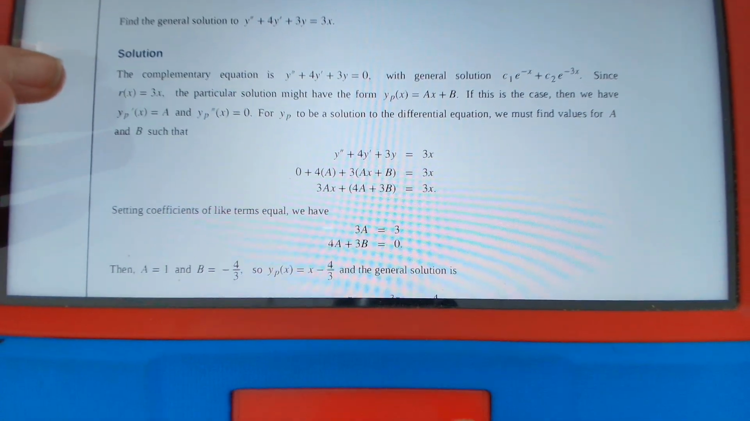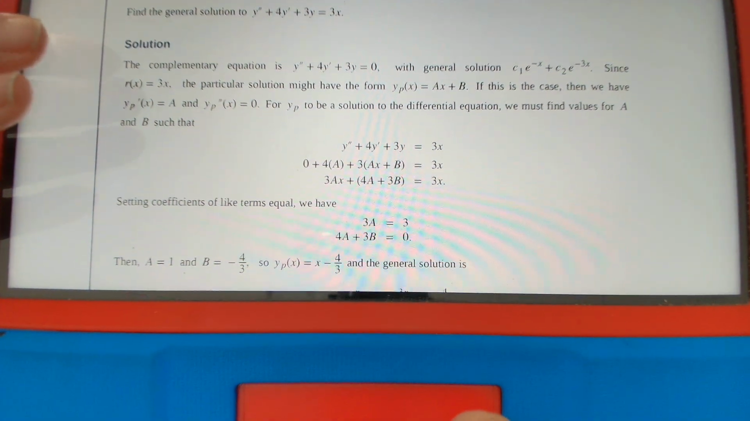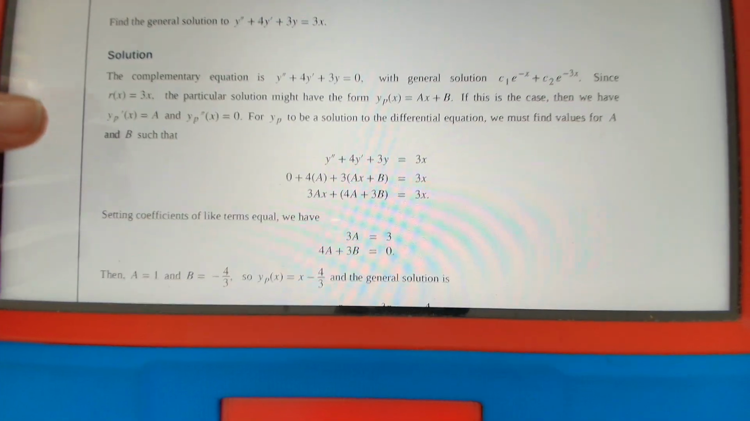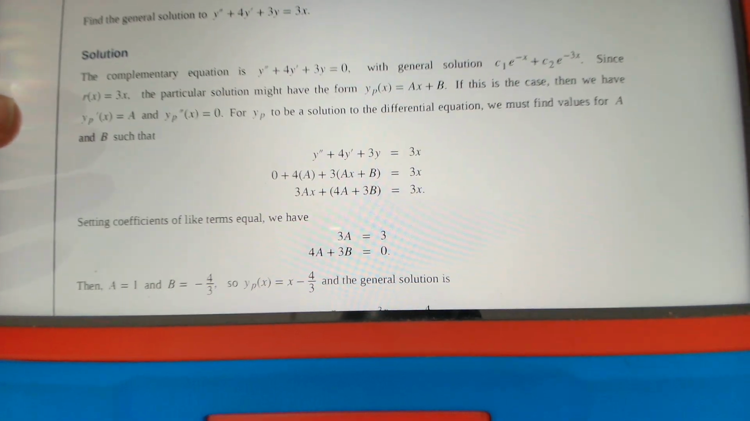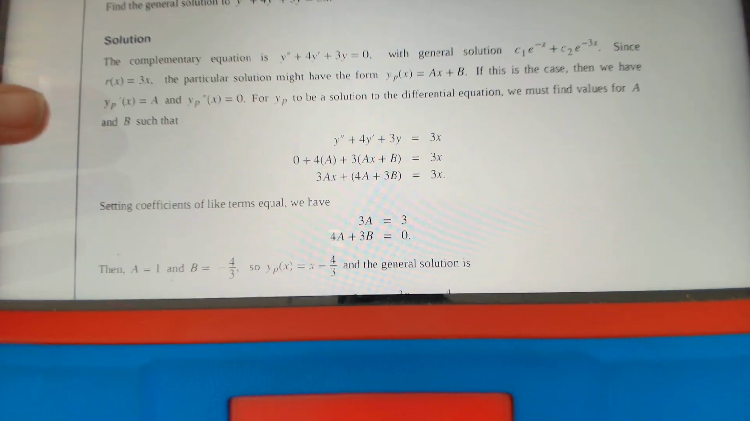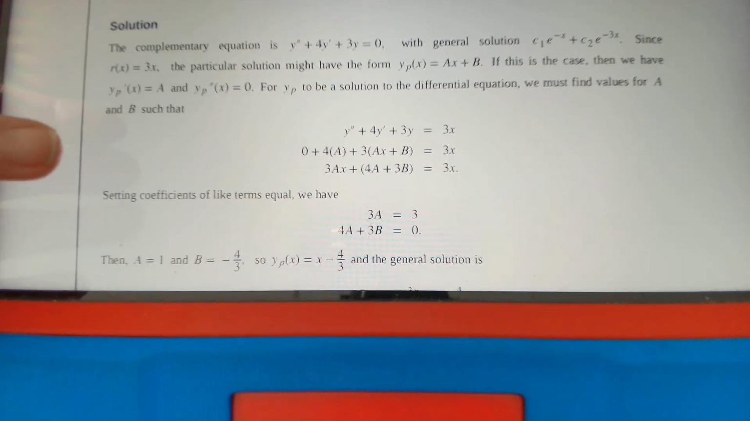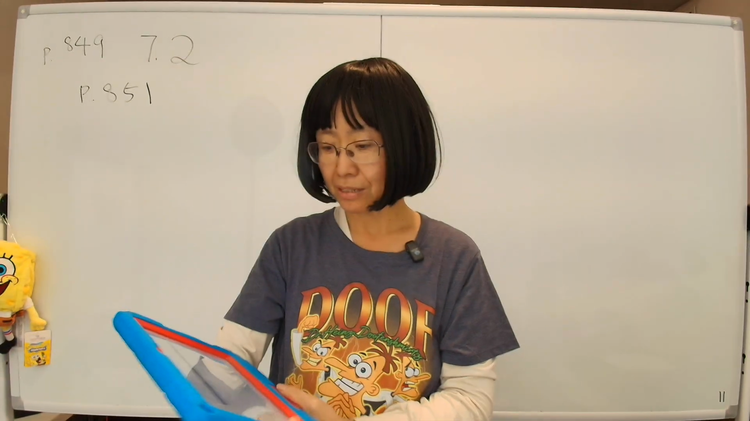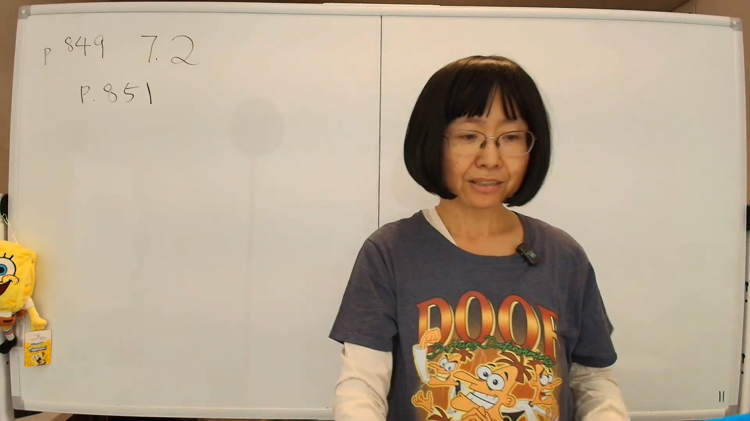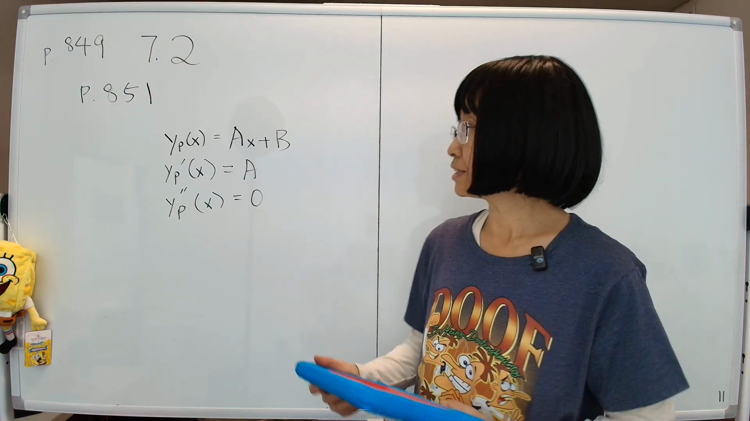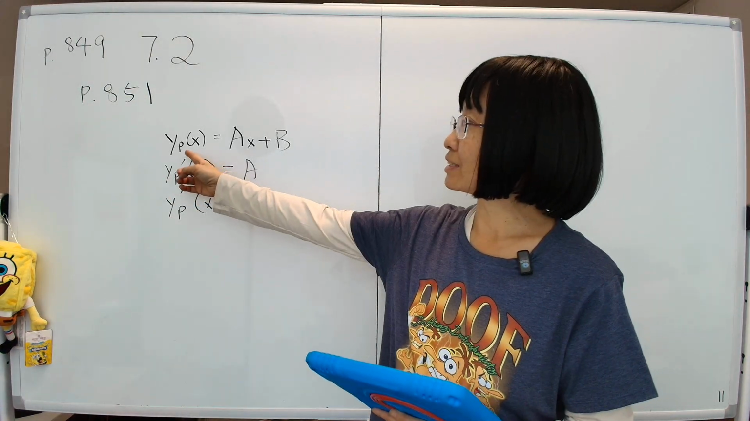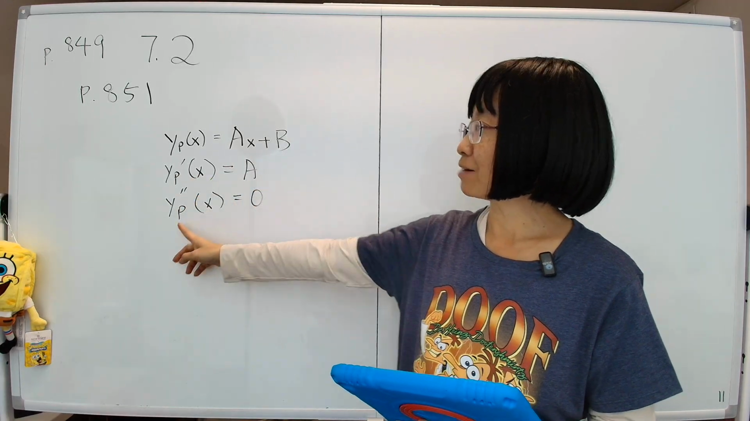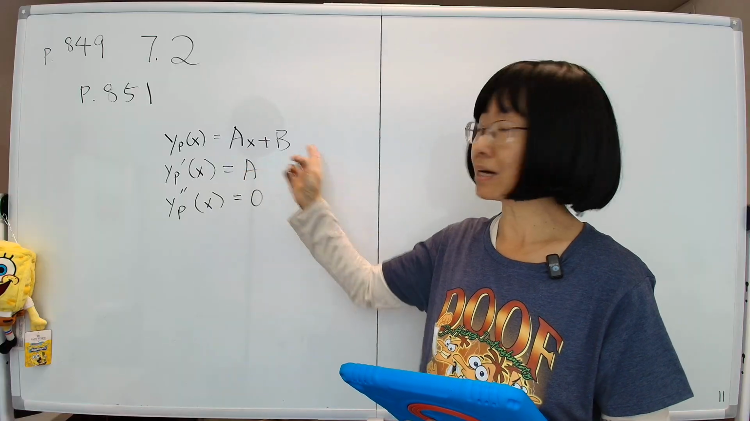So now what? Now we are going to calculate yp of x and take the derivative, okay? That is, y prime is here, y double prime is that, and plug it into the original equation, which will give us two equations. The book didn't bother writing it out, but I will do it here. Our guess yp of x is ax plus b, therefore y prime of x is a, and y double prime will be 0, because a and b are constants.